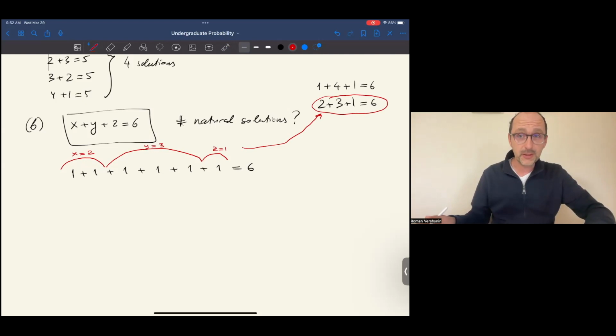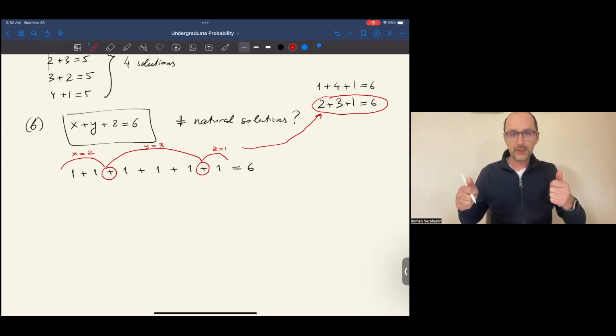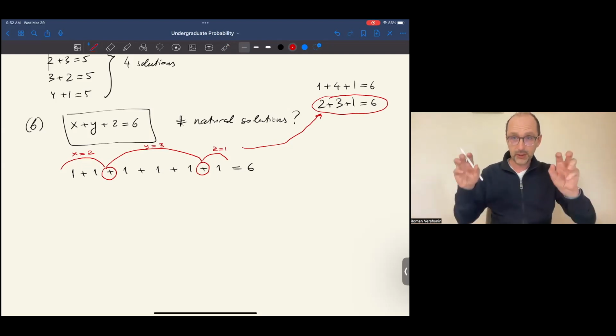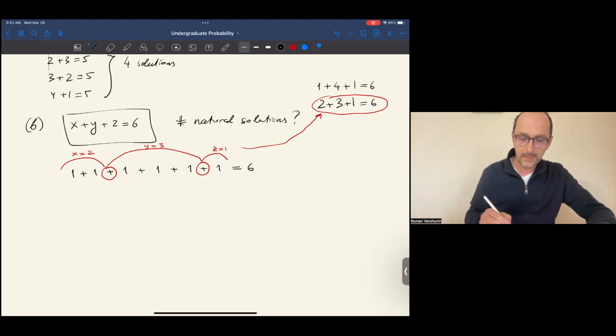How many possible groupings are there? The grouping, and so the solution, is determined by where we stop. We stopped at this plus and we stopped at this plus. These pluses are like milestones. They separate x from y from z. If we know these two pluses, then this determines the solution to the equation.